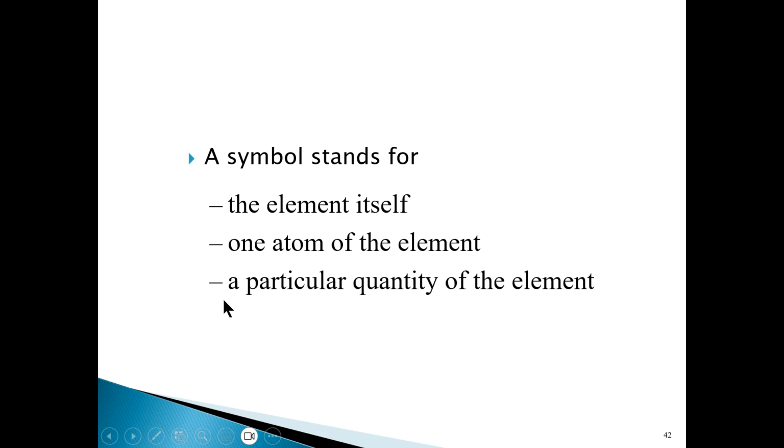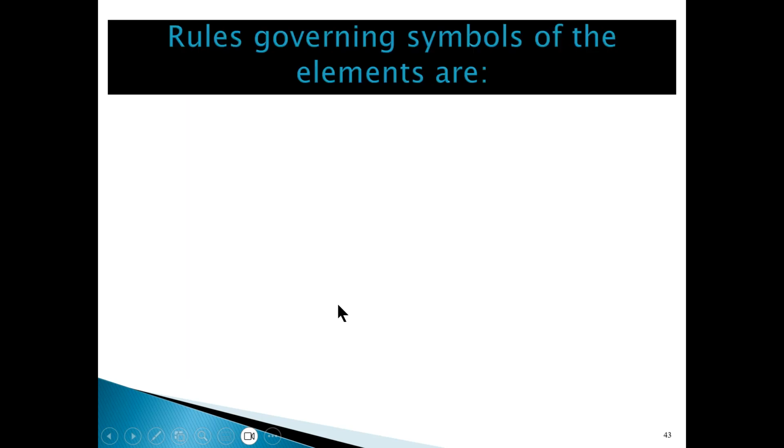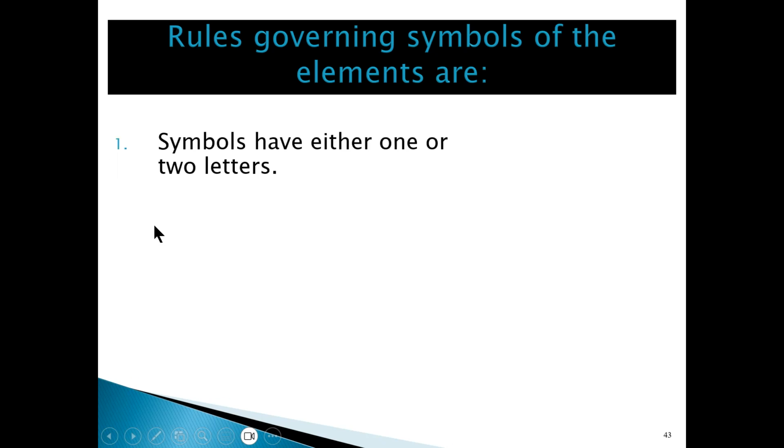That's what I meant to say. And then here we can also use the symbol to represent a particular quantity of the element. Now, there are some rules governing the symbols of the elements. You don't need to know these rules. It's simple actually. Basically, the symbol can have either one or two letters.